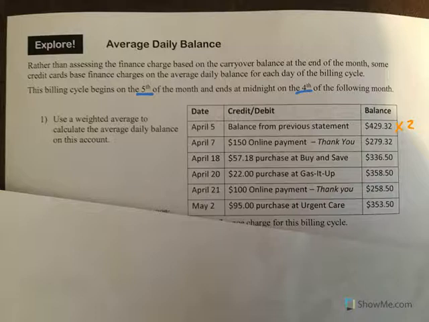We have from April 7th to April 18th, we have this balance for 11 days. From the 18th to the 20th is 2 days. 20th to the 21st is 1 day. 21st to the 2nd is 11 days. And then May 2nd to midnight of May 4th. So that's the 2nd, 3rd, and the 4th. So this is 3 days. That gives us a total of 30 days.